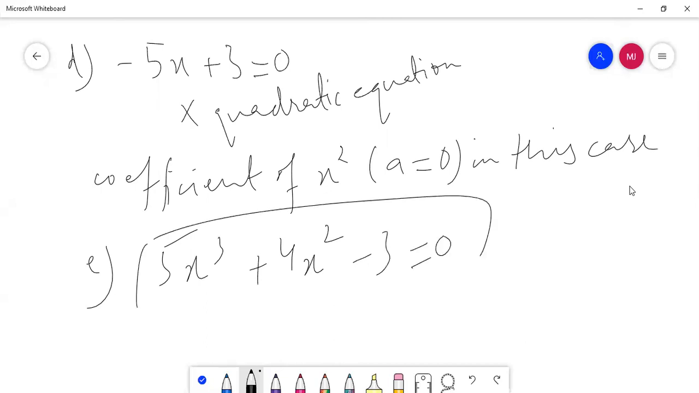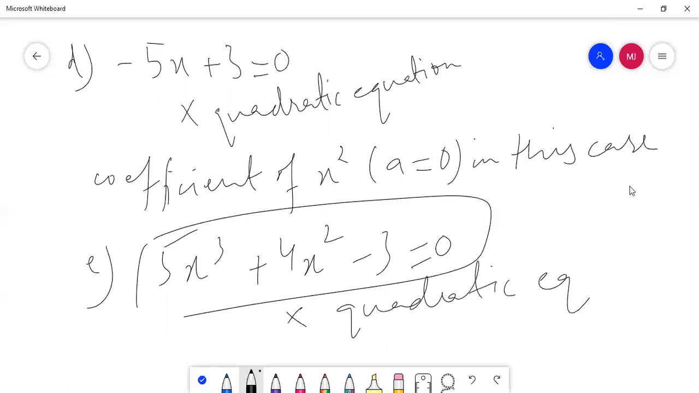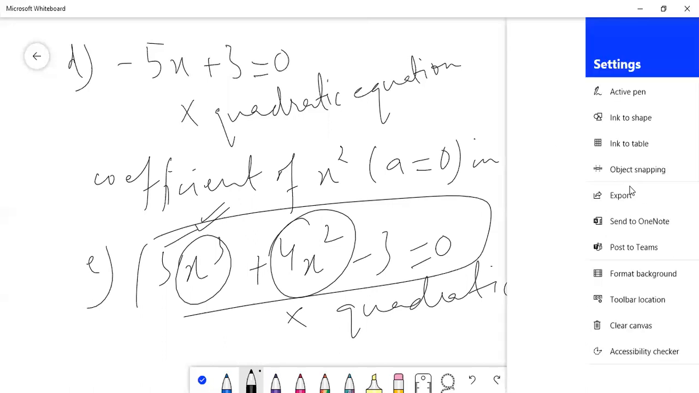No, this is not quadratic equation because highest power of variable must be 2 for quadratic equation. Here power 3 is also present, so this is not quadratic equation. Although x squared term is present here, but since x cube is also there, it is not a quadratic equation, but it is a cubic equation, which we will discuss later. So this is not a quadratic equation.